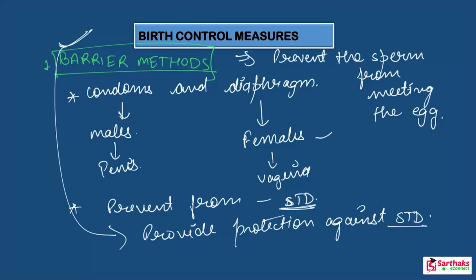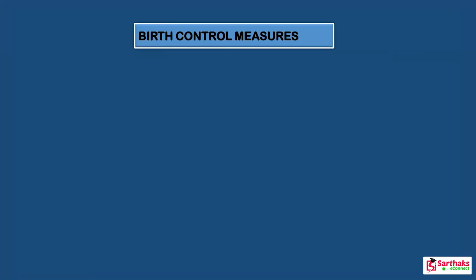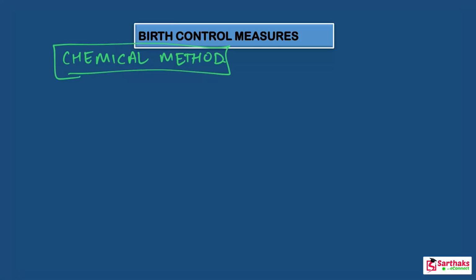So let us talk about another method of birth control. The other method is the chemical method. This is another method of birth control. Got it? Let me explain what happens here.